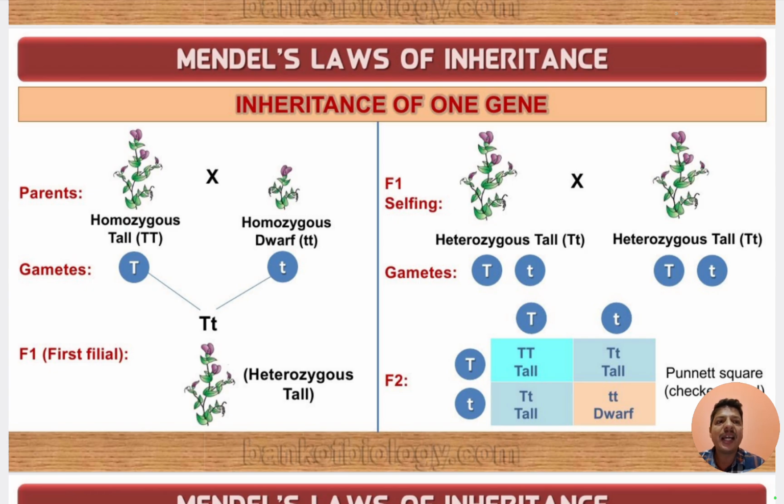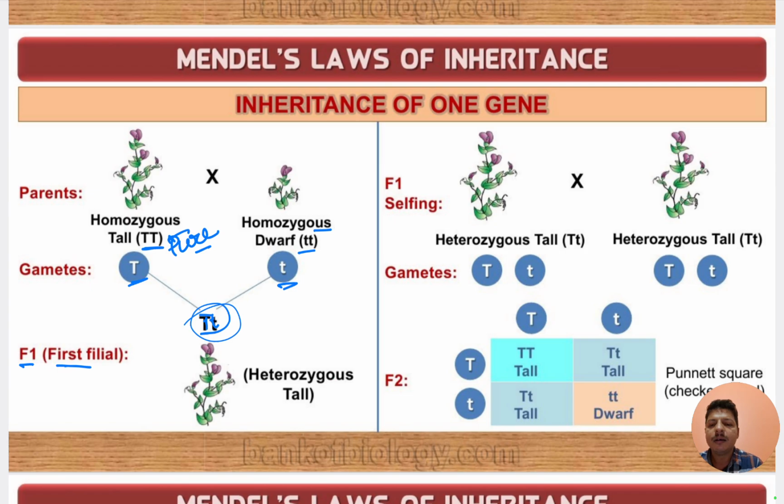Here, the parent plant is homozygous tall, that's why capital T is mentioned, that is pure breed, and homozygous dwarf, that is pure shortness, small t and small t. These are the gametes he crossed in the first filial generation. The first result is coming like this, capital T and small t.